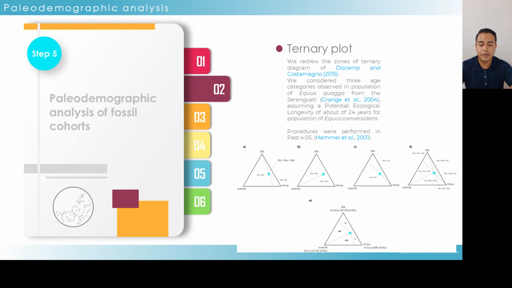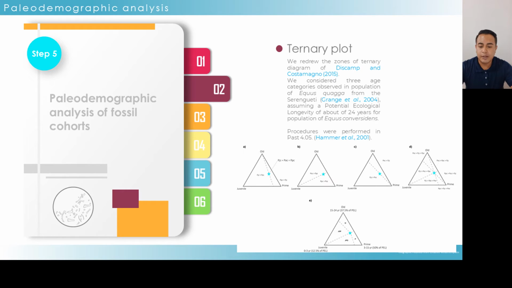According to what we observed in step 3, we assume a potential ecological longevity of about 24 years for Equus conversidens. We used 3 age categories: juvenile, prime adults, and old adults. These categories represent 12.5%, 50%, and 37.5%, respectively, of the potential ecological longevity.